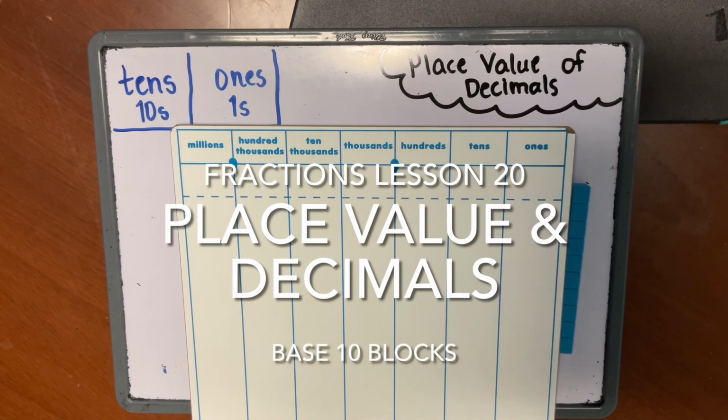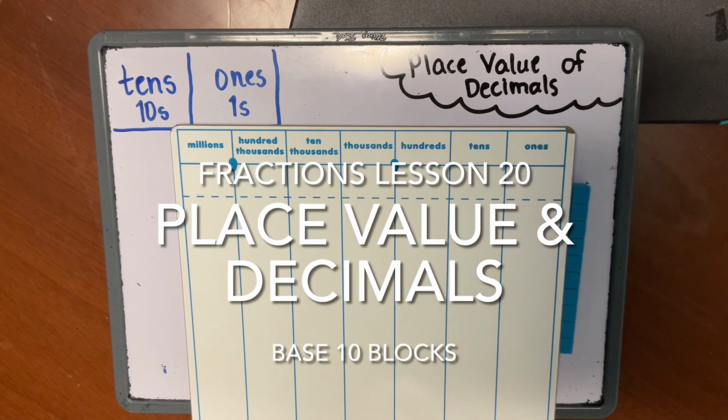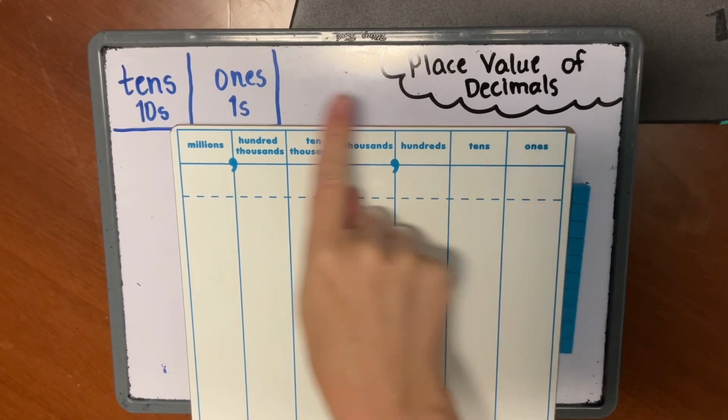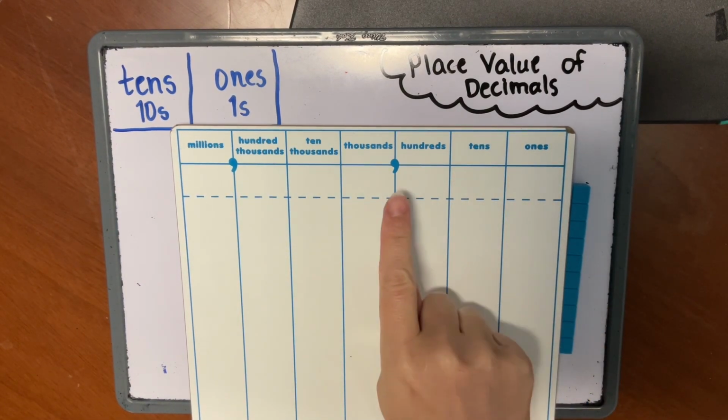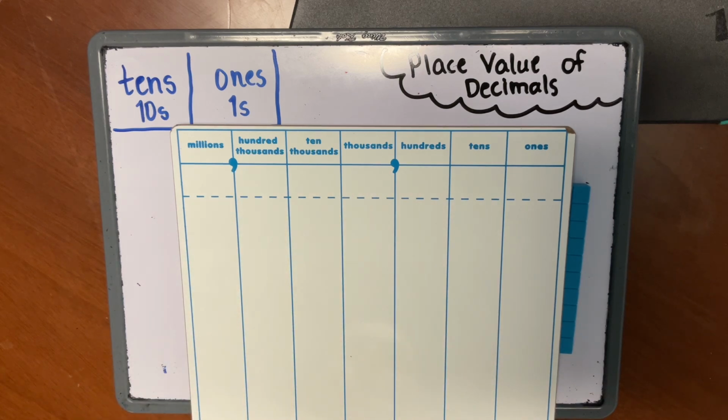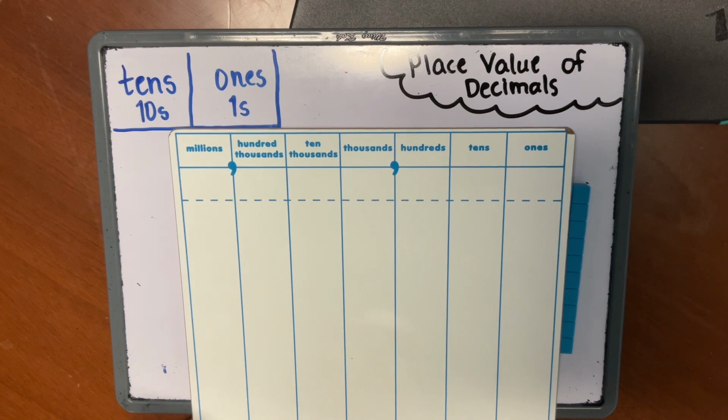Today we're going to look at the place value of decimals. You've probably seen a place value chart before, and we know that we have ones and tens and hundreds and thousands and so on. Well, today we're going to look a little closer at this place value chart.